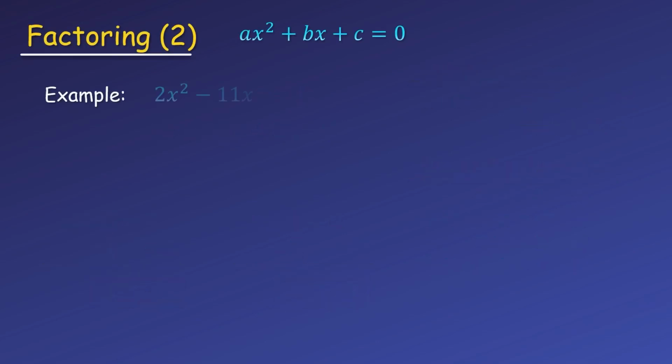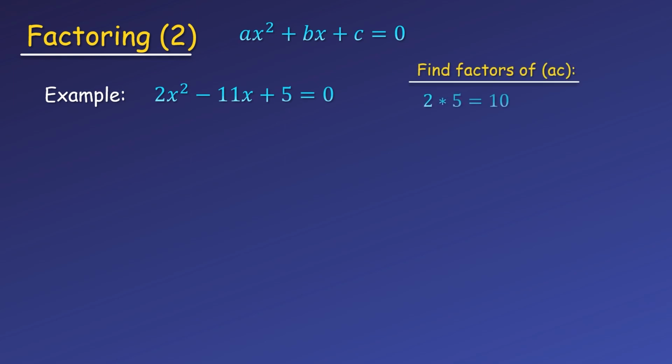Now that we're warmed up, we can do a slightly more difficult factoring example. Here we have 2x squared minus 11x plus 5 equals 0. This is a little more difficult to look at and instantly know the factorization, so rather than guessing, we can jump straight to our method. We multiply a times c, or 2 times 5, which equals 10. We can get 10 by multiplying 1 and 10, or 2 and 5.